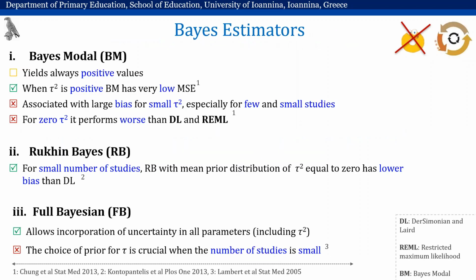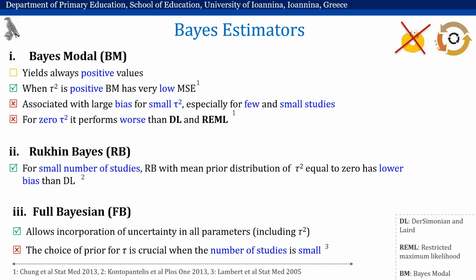Then we have the Bayes estimators. These include three methods: the Bayes modal, the Rukhin Bayes, and the fully Bayesian approaches. The methods always yield positive values, and they are all iterative approaches.